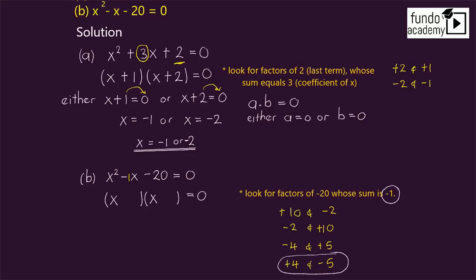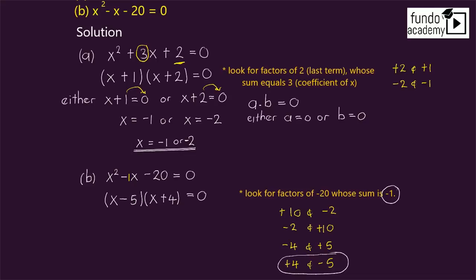So that is the one. These are the factors that are going to fill up our brackets. So we'll be having -5 and 4 within the brackets, and we are done factorizing the left hand side.